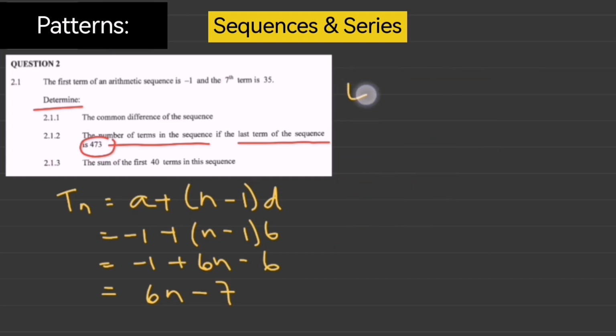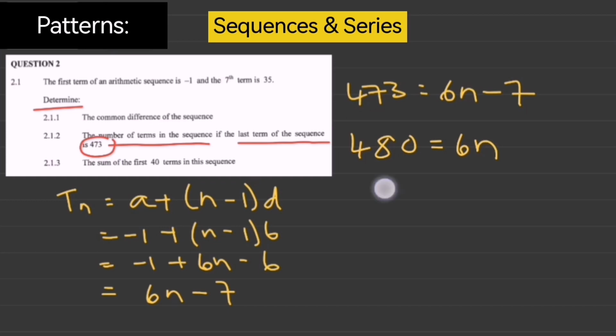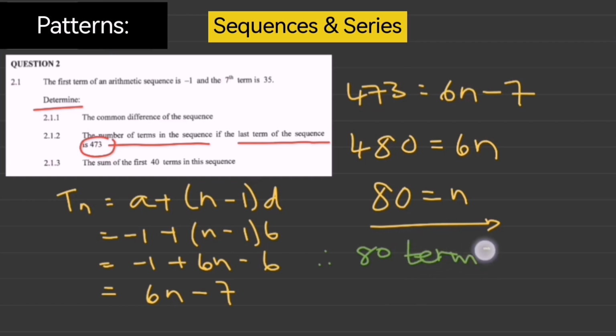Now, substituting that tn with 473, I'm going to work out what n is equal to. Okay, take 7 across, so you have to add it with the 473, then you divide both sides by 6, and n is equal to 80. This means that there are therefore 80 terms in this sequence.